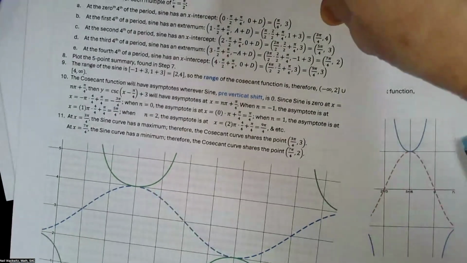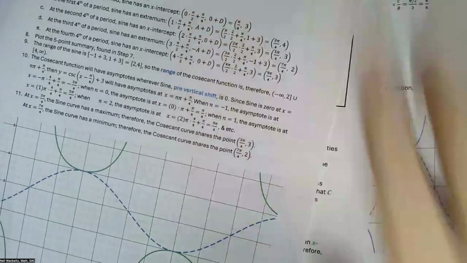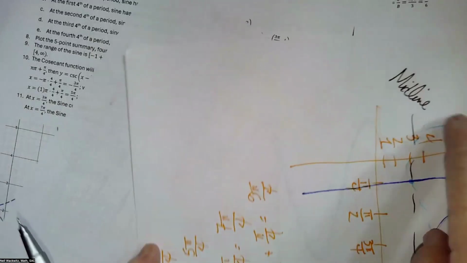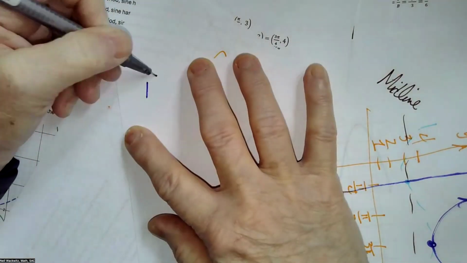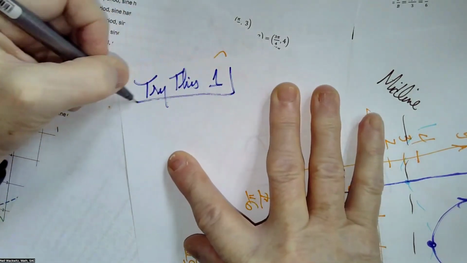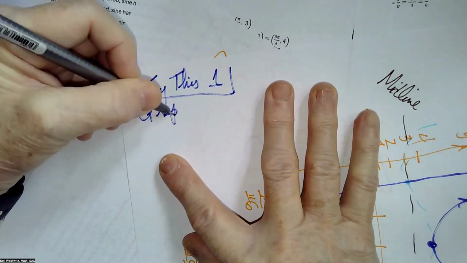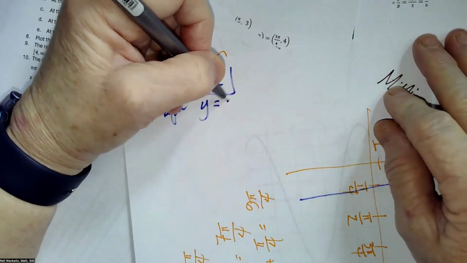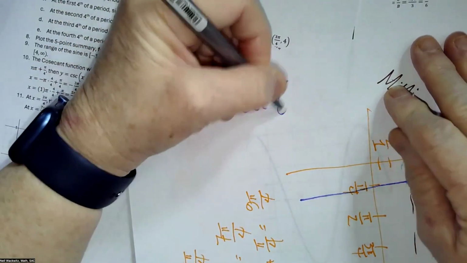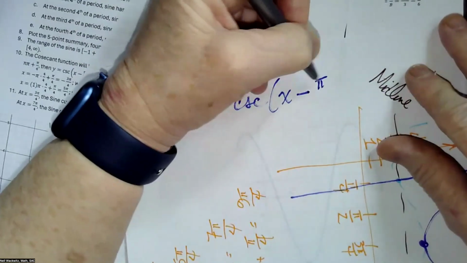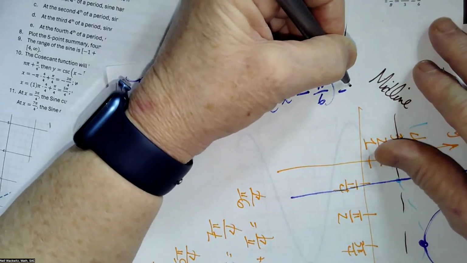I have somewhere an assignment for y'all. Or maybe I'm just going to make it up. So I want y'all to just try this one. Graph y equals 2 cosecant (x minus pi over 6) minus 3.